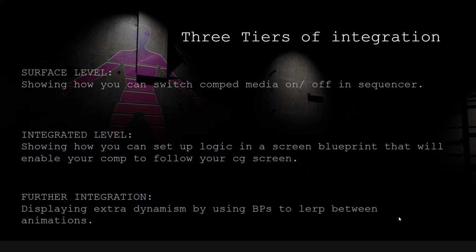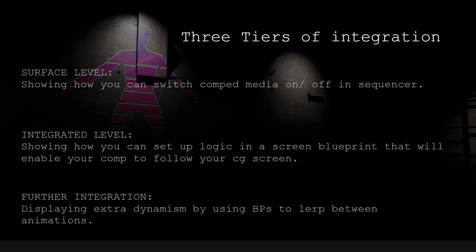But I'm just starting with the idea that we're just going to be moving our screens around in our scene, basically. So I've managed to uncover 3 tiers of integrating these sequenced movements of screens. At the surface level, what I'm going to show you is how you can switch comp media on or off in sequencer. It was originally not as simple as just keyframing a show or hide for the media plate. There's an extra step, which I'll show you. So that's the surface level.